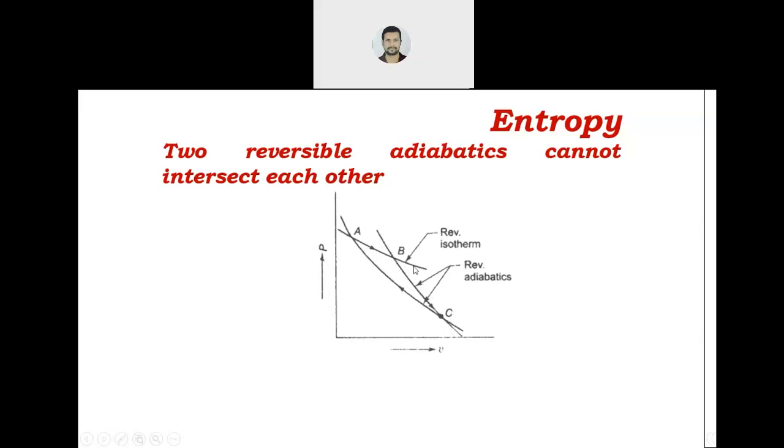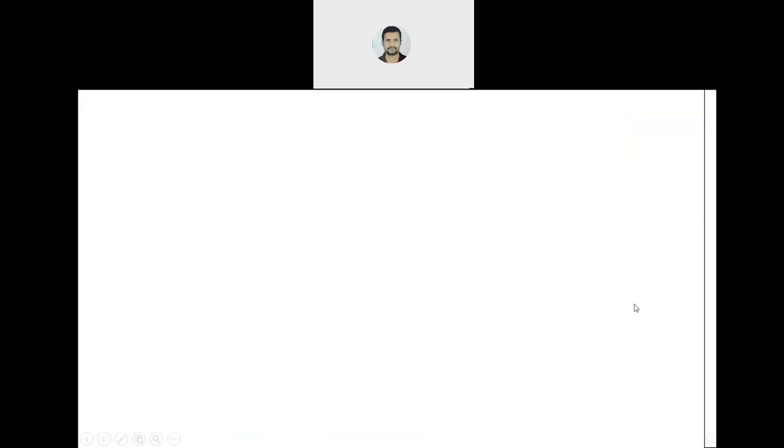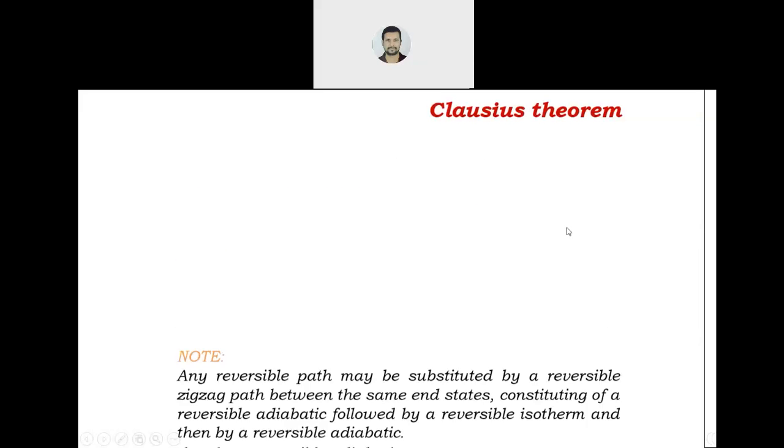There should be one isothermal followed by adiabatic, then again isothermal, then again adiabatic. This should be the thing. Correct? Now, based on this comes the Clausius theorem. I will tell you about entropy afterwards. First, we will see the Clausius theorem based on this concept.